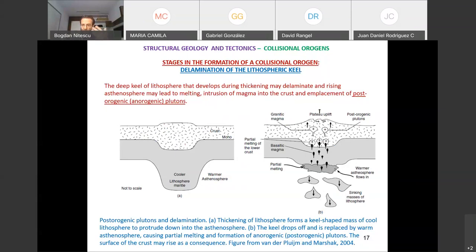And you will find in many publications the terms post-orogenic or anorogenic plutons. That means that these plutons are not related to the process of orogeny, to, as we discussed in the case of accretionary orogens, the magmatism and so on. It's post-orogeny, this final stage that led to the emplacement of these magmas and the formation of these plutons. So post-orogenic plutons are found in all mature orogenic belts.